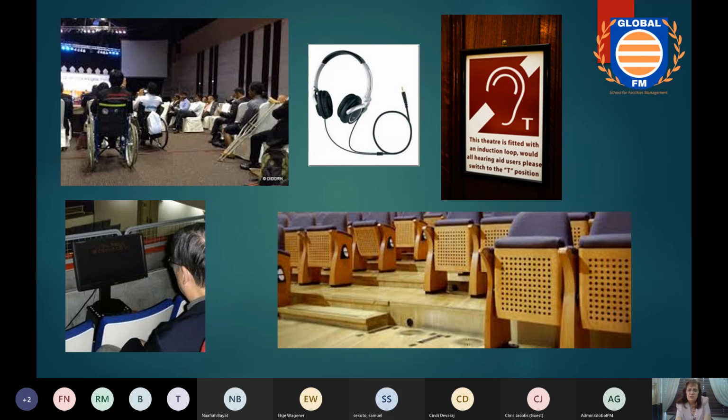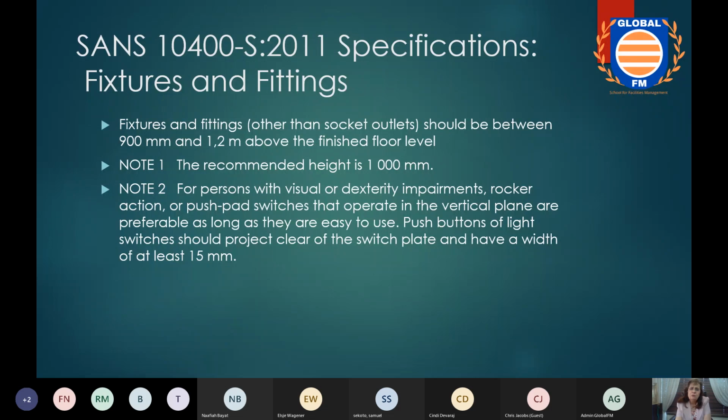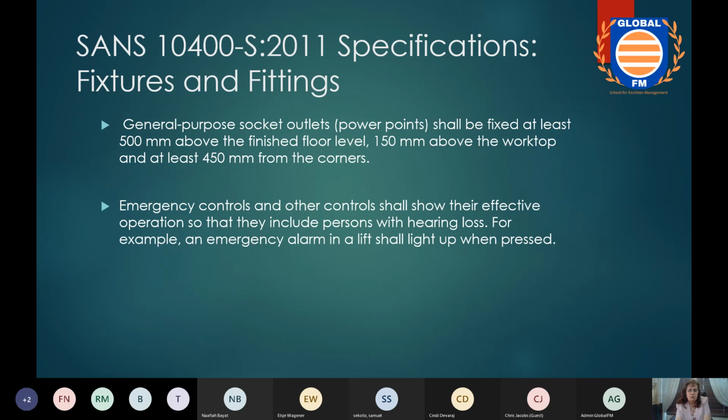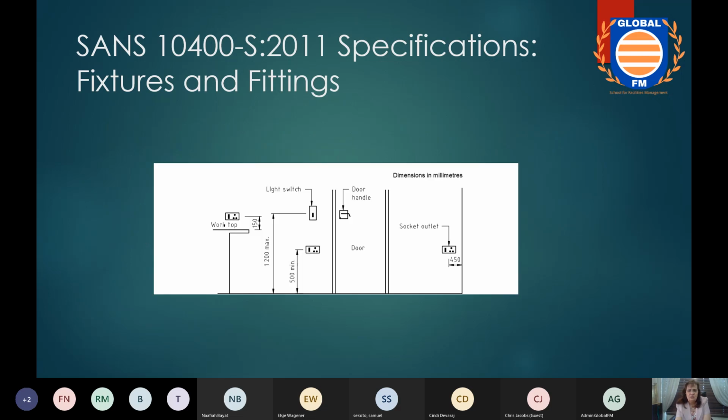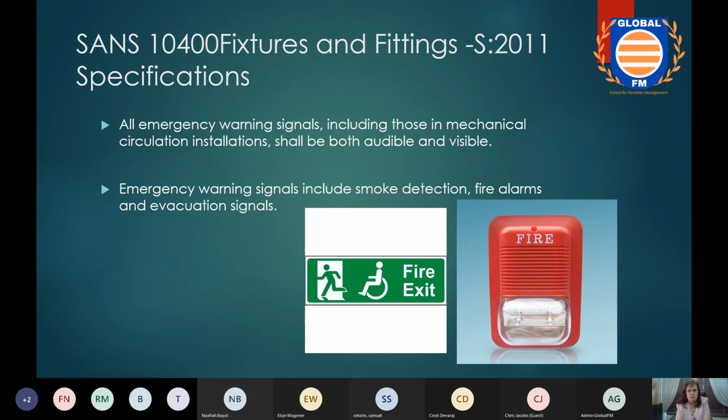Interestingly, when you start working with hearing impaired people, keep in mind that in your auditoriums, the sound systems may be interfering with hearing aids. So that also should be kept in mind. Even for your fixtures and fittings, there are some specifications, 900 millimeters and 1.2. That is the average between the different levels. A nice average to work with is about 1 meter. Your sockets and outlets for your electrical fittings are exactly the same. There are some specifications for that.